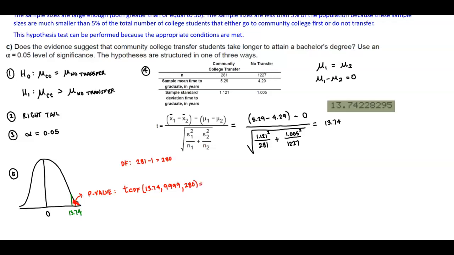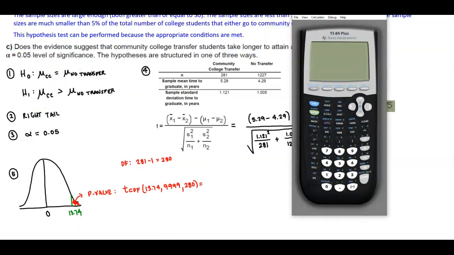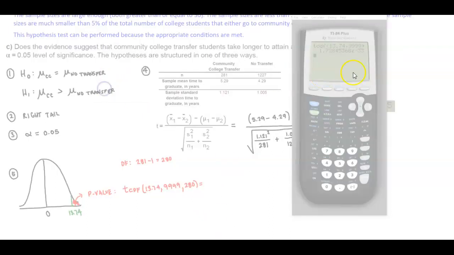Okay, now let's go ahead and do that. So we're going to take second distribution, scroll down to TCDF. We have 13.74, 9999. The degrees of freedom is going to be 280. And then we're going to select paste. And then that's going to give us our p-value. So let's go ahead and write down our p-value up here.